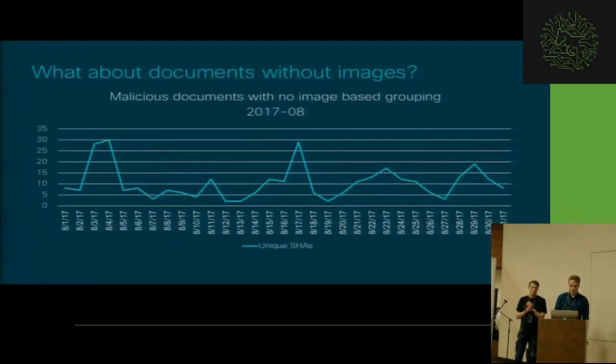Okay, so an incredible number of the documents have images, and it was useful to group them using the exact image hashing method. But there was a small number of documents that didn't have any image data to hash, right? So the technique previously described wouldn't work at all. So for these documents, I wanted to try something else.